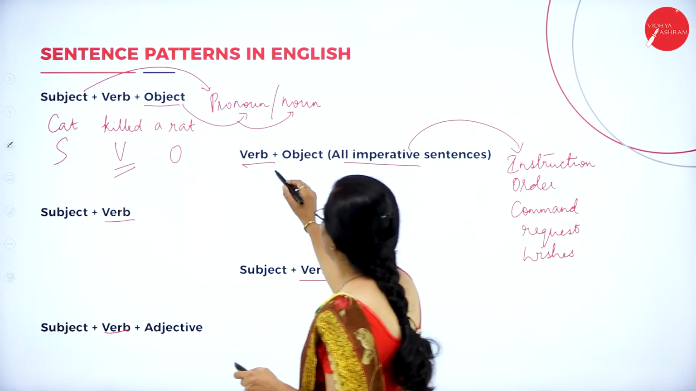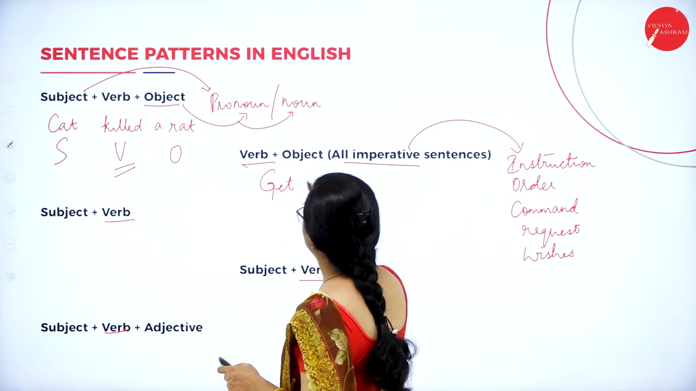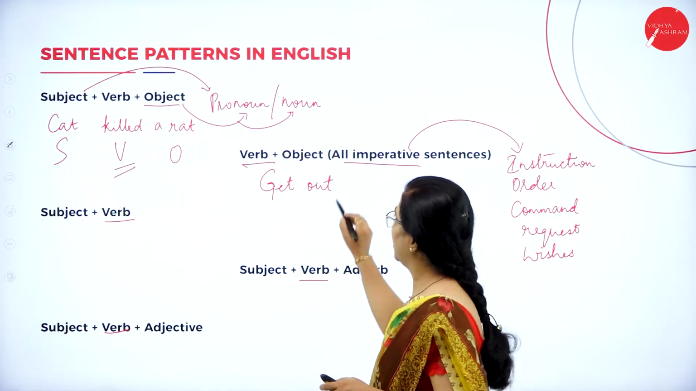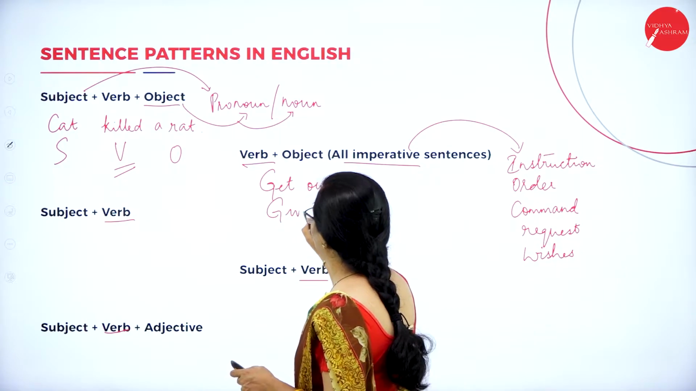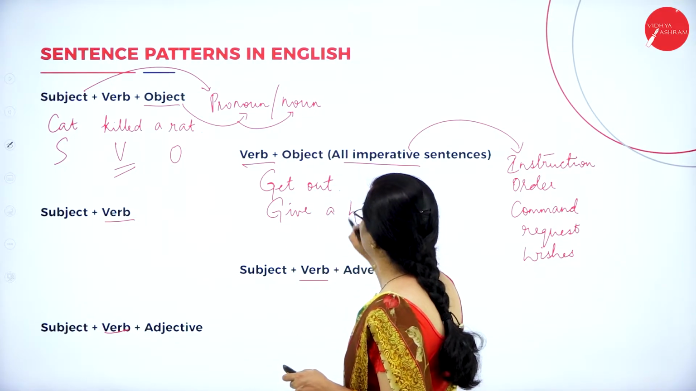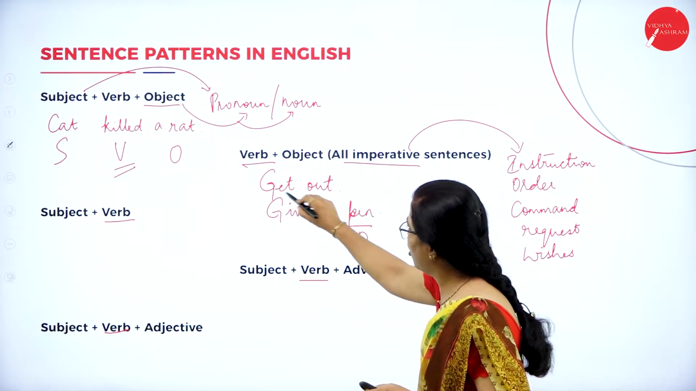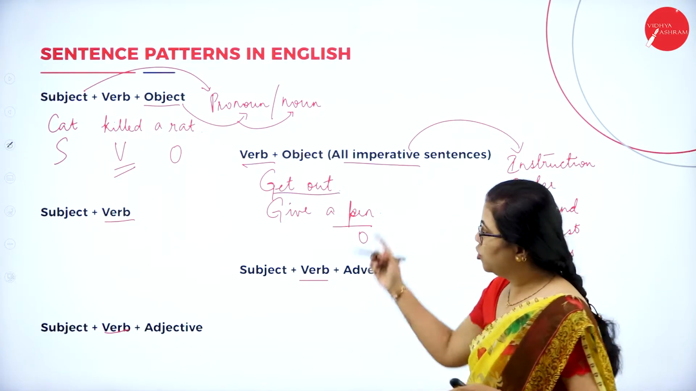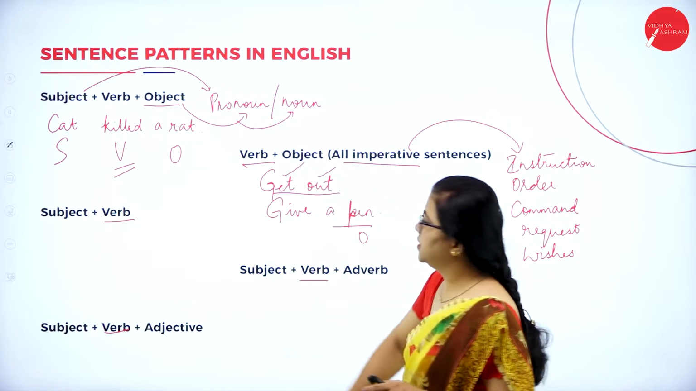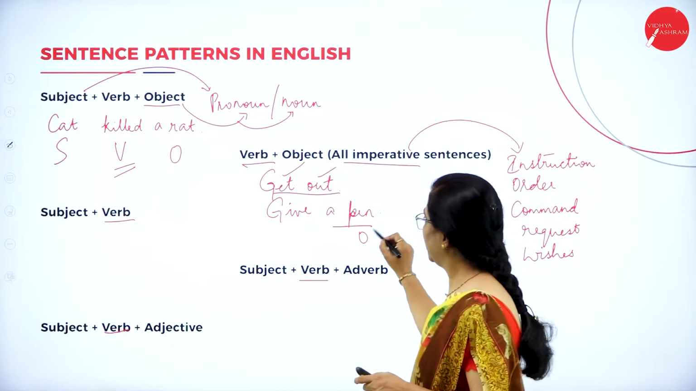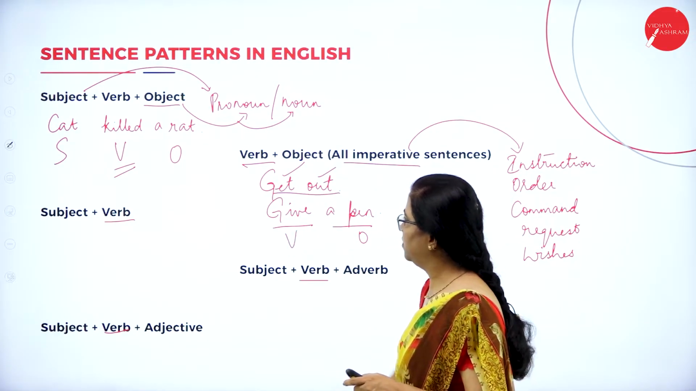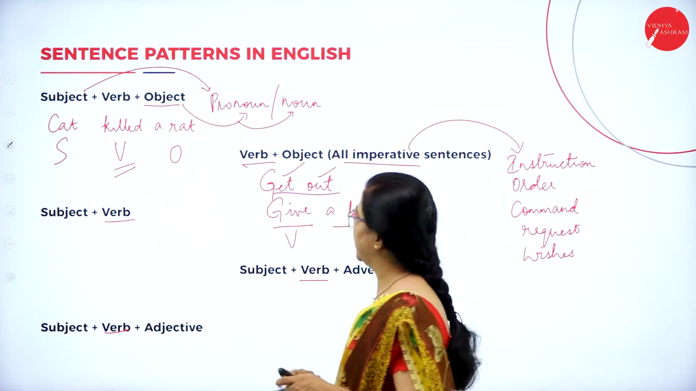So, get out, I say. Or give a pen. So this is an object. Here there is no object. There is a verb and there is an adverb. Here this is an object, this is a verb. So this is an imperative sentence.